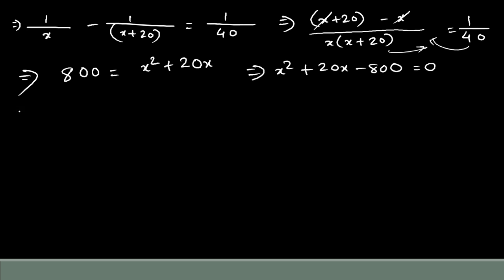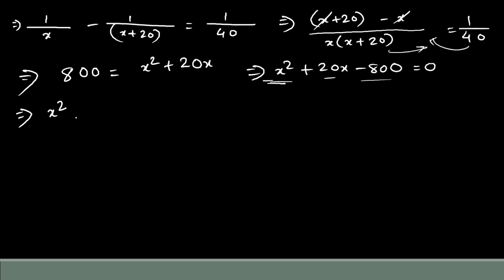right? So this will be x square. Now you see it is of the form ax square plus bx plus c, where c is minus 800, equals 0. Now we want to find the roots of this equation using factorization. Okay, let's see how to do it.